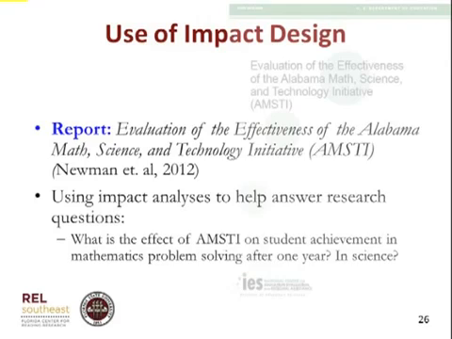A great example of a rigorous causal study was conducted by the Regional Educational Lab Southeast. REL researchers evaluated the impact on student achievement as a result of Alabama's initiative to improve K-12 mathematics and science teaching. This study demonstrates the gold standard as it uses a longitudinal cluster randomized controlled trial, RCT, design, and asks about the effects of AMSTI on math and science achievement in grades 4 to 8.